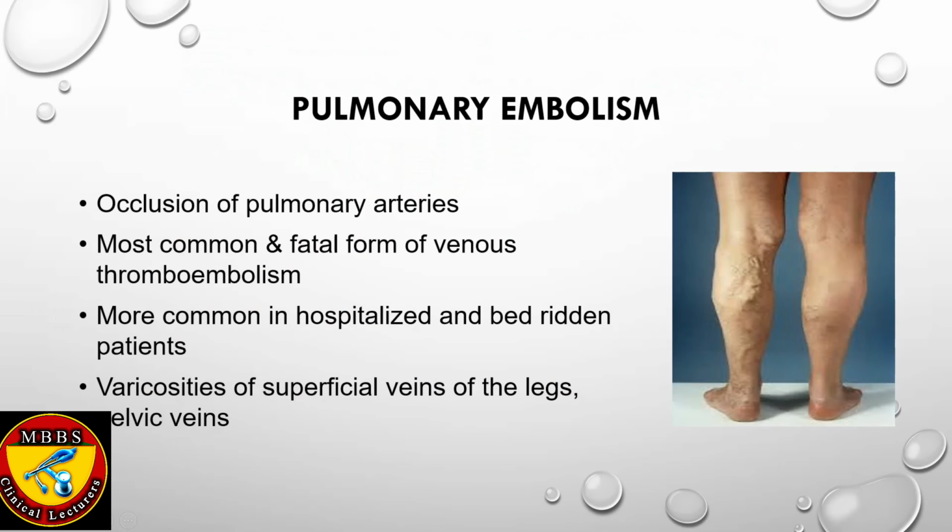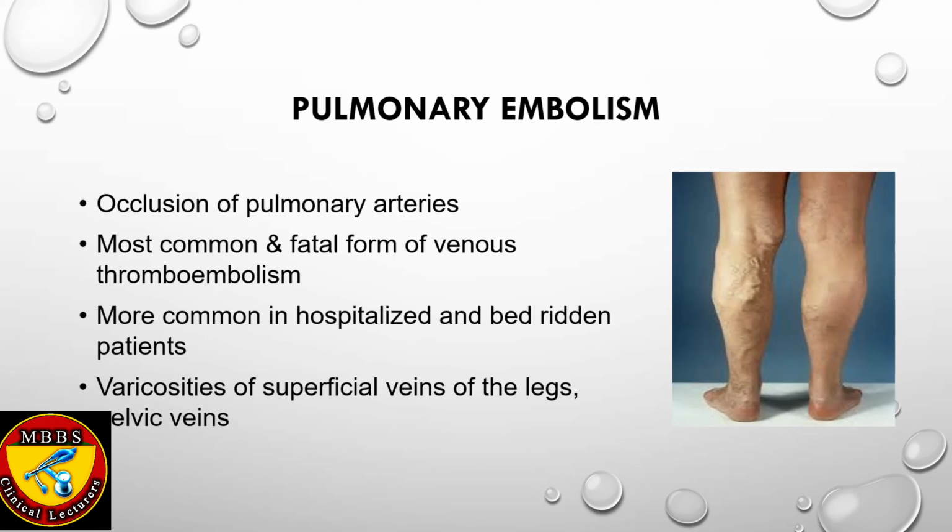Then pulmonary embolism is occlusion in the pulmonary arteries. So I told you to remember the anatomy, right? The pulmonary arteries are occluded in pulmonary embolism. This is the most common and fatal form of venous thromboembolism. It is more common in hospitalized and bedridden patients because such patients are lying down on their bed for a longer time and there is lack of movement of their lower limbs. So this promotes the formation of clots in their lower limb veins. And this thrombus can become emboli and travel through the pulmonary vessels, right?